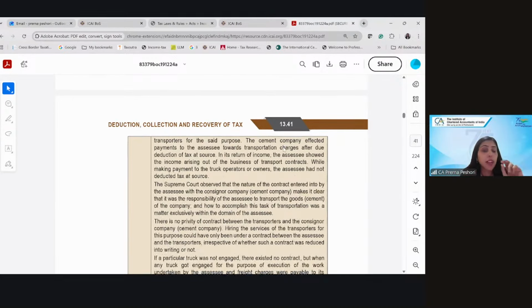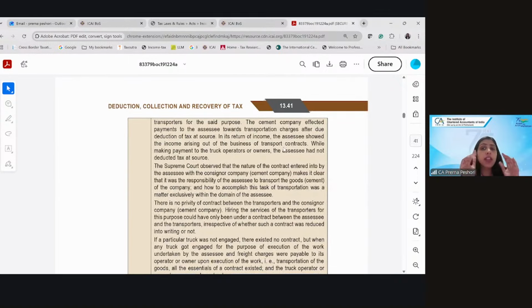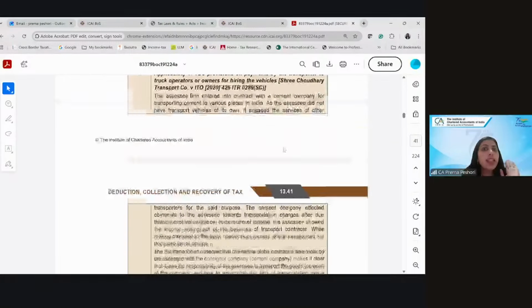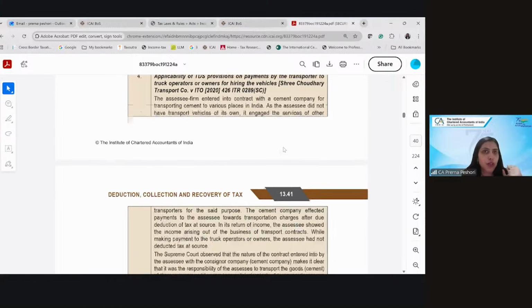Now, without the TDS. So the Supreme Court here observed that in the nature of contract which is entered into by the assessee company with the cement company, it was clear that the responsibility of the assessee was to transport the cement of the company, and how to transport it was to be taken care of by that assessee. Who is the assessee in this case? The transporter.